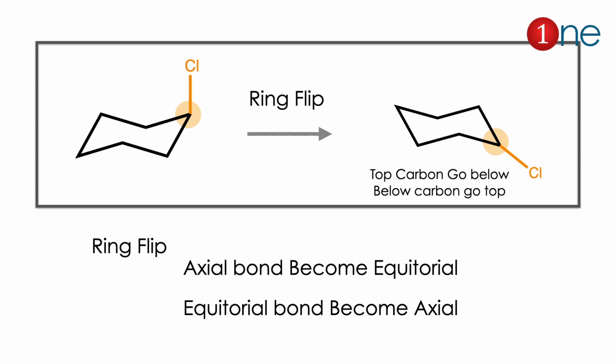Then the important concept you should know is ring flip. What ring flip really means is the top carbon goes below and the below carbon goes up. In that you can really see axial become equatorial and equatorial become axial. That is called ring flip. Flipping is like you are bending up and down.